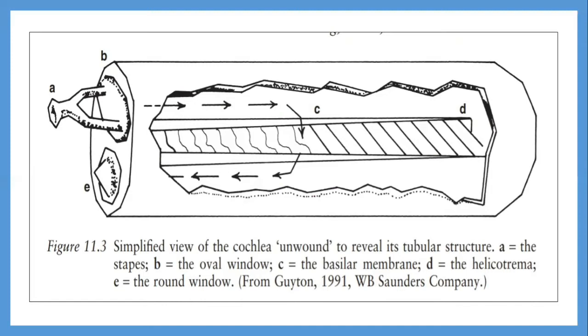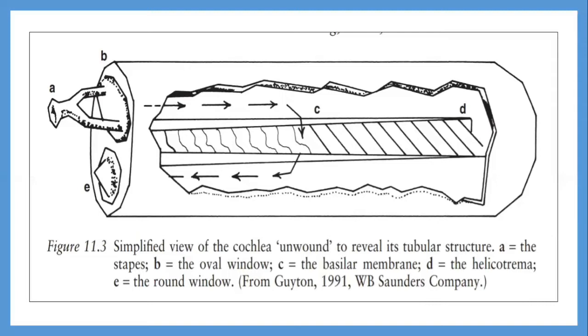And it is divided into five parts. As you can notice, we have the stapes, the oval window, the basilar membrane, the helicotrema, and the round window. And as you can see on the illustration, at the end of the tube are two windows, right? We have the oval and the round windows on either side of the membrane.